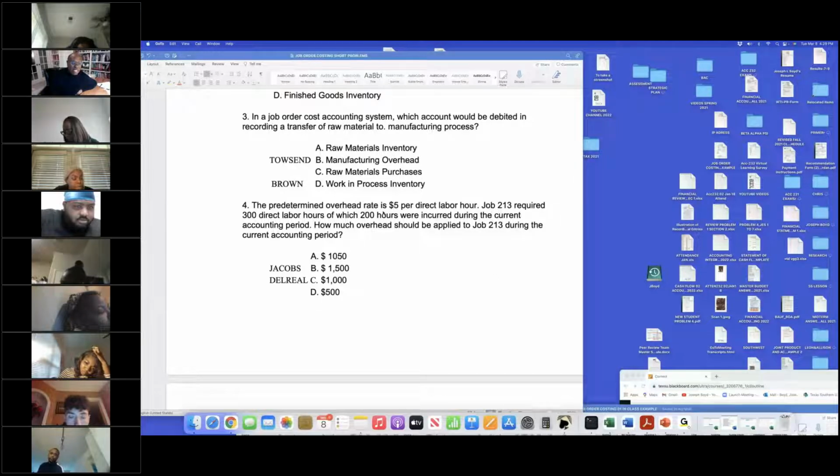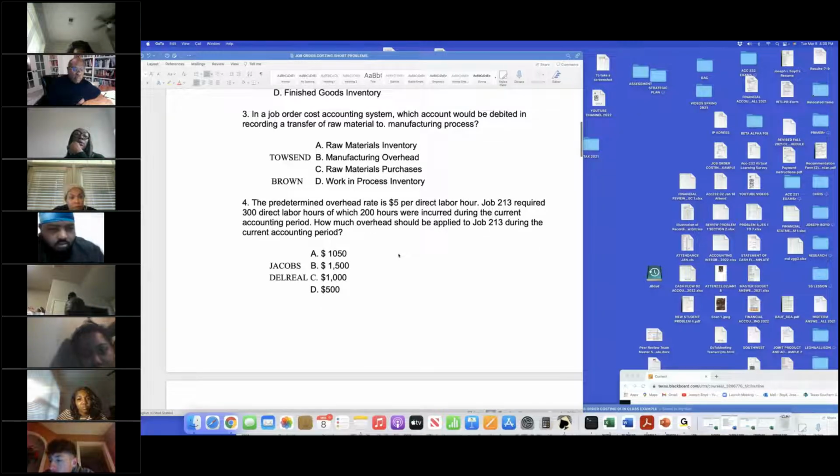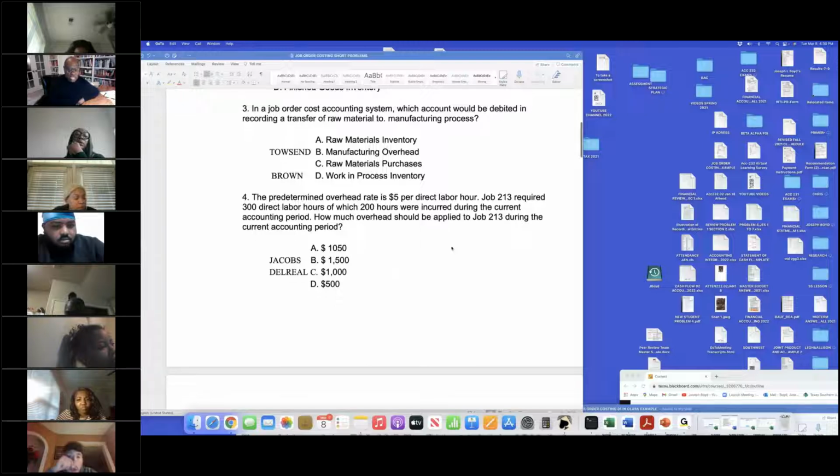And what would we debit? What stage are we in? We're in stage 2. In stage 2, we always debit work in process inventory, and we would credit manufacturing overhead. So we're just looking at these independently.